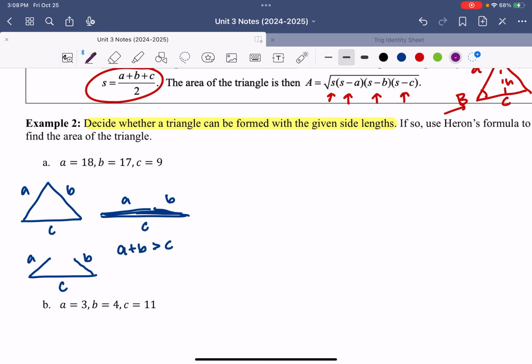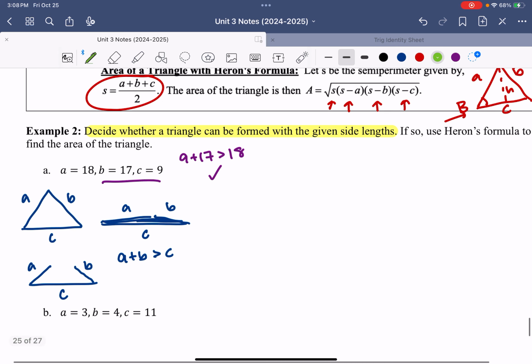So in this case, our two smallest side lengths, remember, they're not always given to you in order from smallest to largest, our smallest side lengths are 9 and 17. So 9 plus 17, we're checking to make sure that's larger than 18. It sure is. So we are going to have a triangle. Okay, so with that, finding the area of it, let's go ahead and find our semi-perimeter.